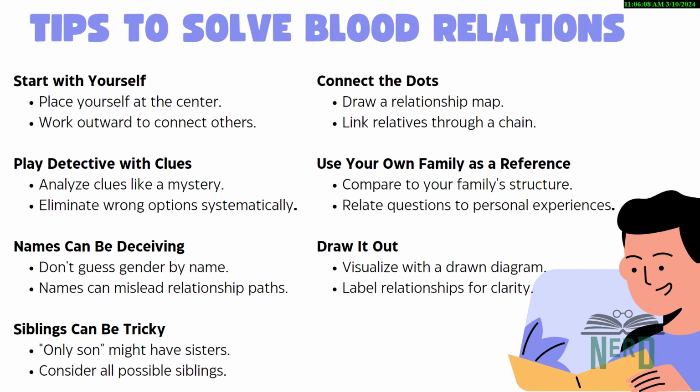Then the second tip is play detective with clues. Clues are very important in this kind of blood relationship questions. So think of each blood relation problem like a mystery where you're the detective. You're given a bunch of clues like the coded relationship, and your job is to sift through them, paying attention to every detail, including whether someone is a man or woman. By eliminating the options that don't fit, you'll eventually solve the mystery.